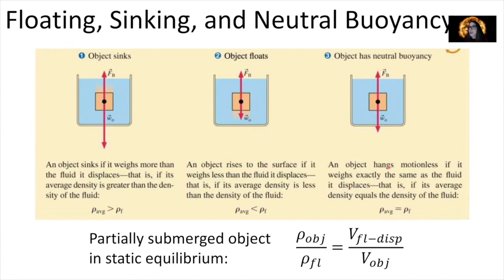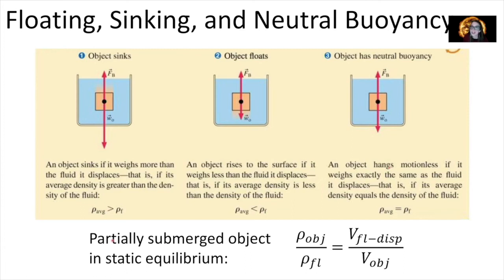And finally, an object will remain motionless inside a liquid if it weighs exactly the same as the fluid it displaces. That also means that this object must have the same density as the fluid that it is displacing. And we call that neutral buoyancy, when the density of the object is the same as the density of the fluid it is displacing. And then it will just sort of hang out within the liquid without moving up or moving down.